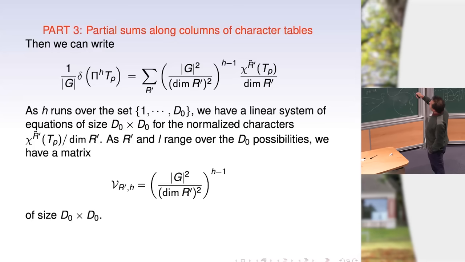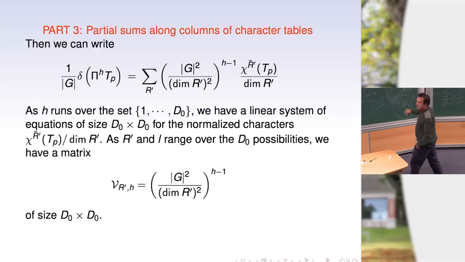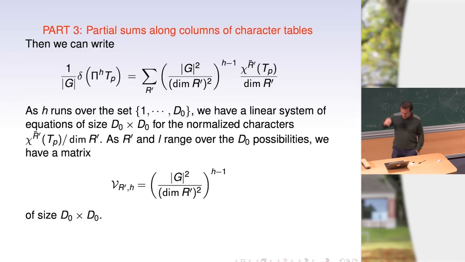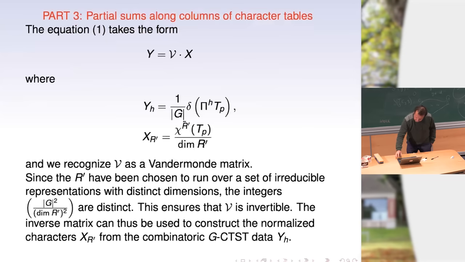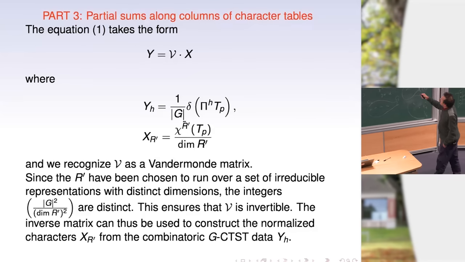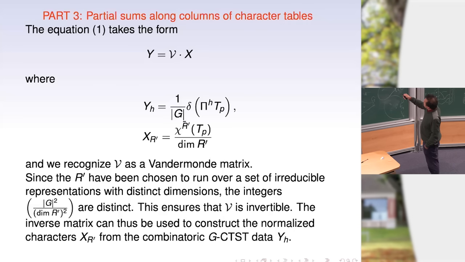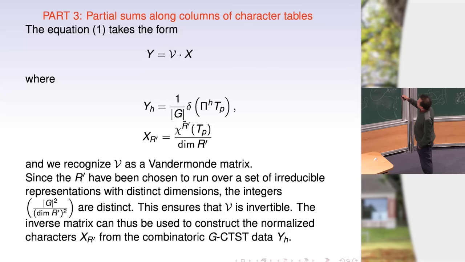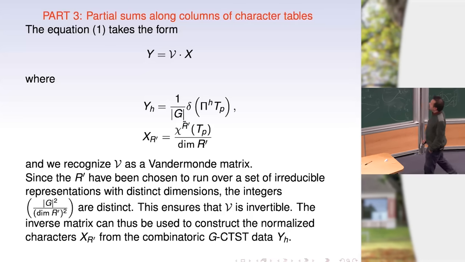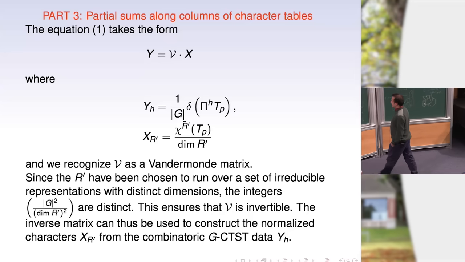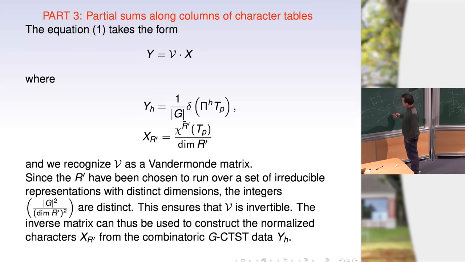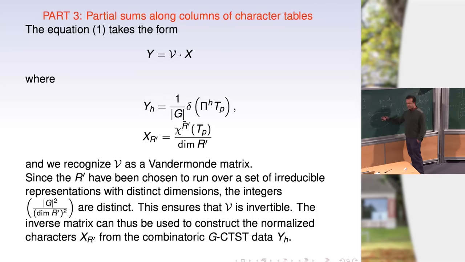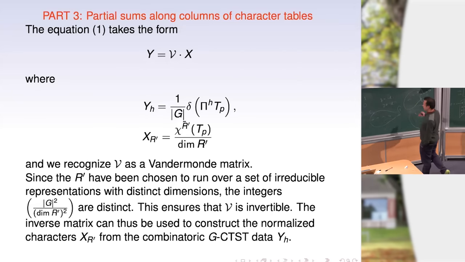It is of the form of a Vandermonde, so distinct integers with different powers. Vandermondes of that kind are invertible. So therefore, you can invert it. So we have these delta functions, combinatorial data, Vandermonde times x, which are these normalized characters. Therefore, you can invert this Vandermonde and express these guys in terms of the combinatorial data. So, as you expect, you are not able to recover everything about the characters because these Hecke operators know about a subspace only. So you can only get partial sums.